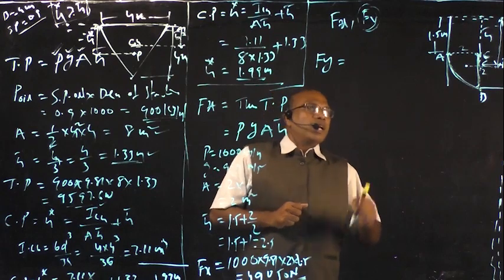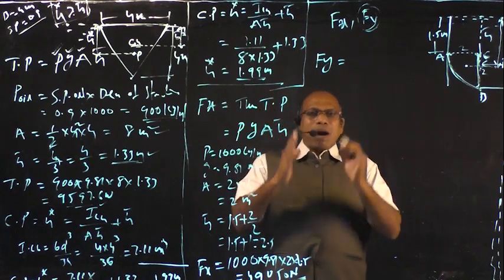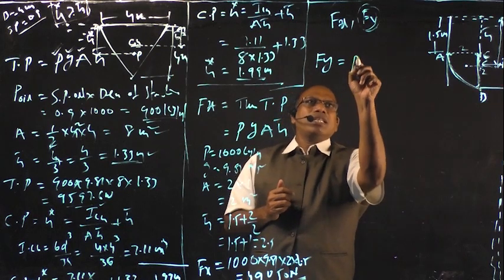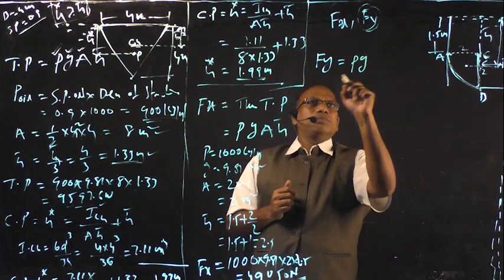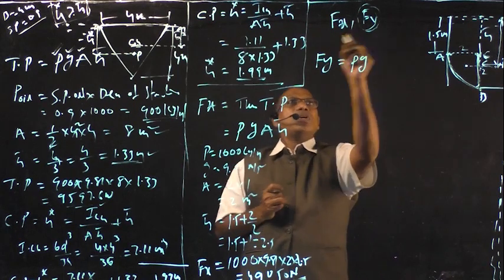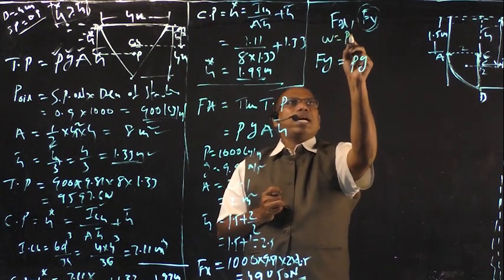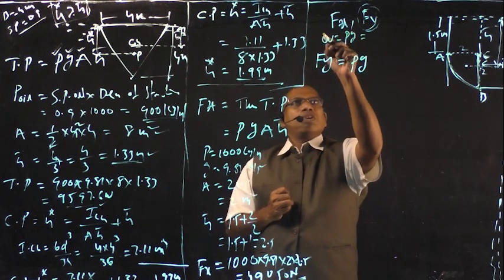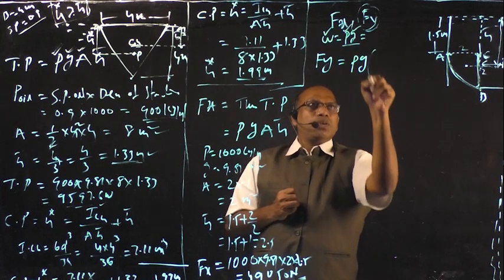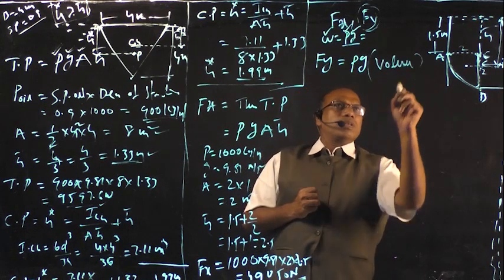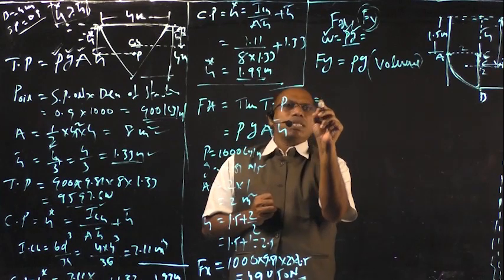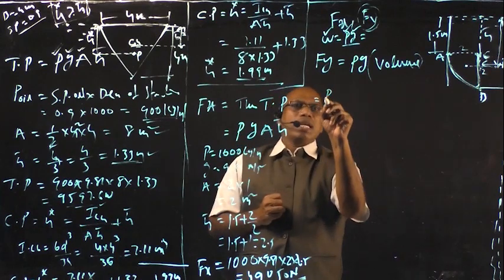Weight means mass density into volume. Mass density into g is the unit weight, that is rho g, which I have already given. Unit weight is equal to mass density into g. This is the weight into volume, so this is equal to rho g.